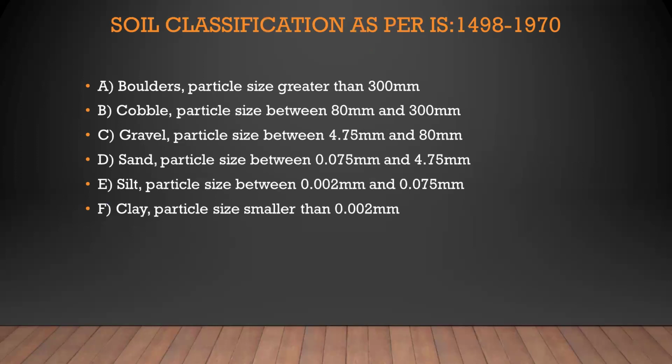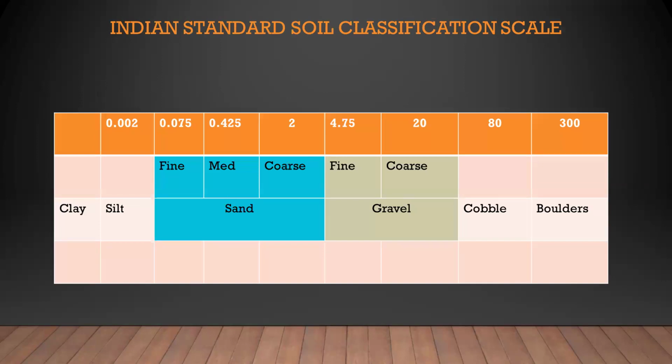Soil classification as per IS Indian Standard Code 1498-1970. Boulders: particle size greater than 300 mm. Cobble: particle size between 80 mm and 300 mm. Gravel: particle size between 4.75 mm and 80 mm. Sand: particle size between 0.075 mm and 4.75 mm. Silt: particle size between 0.002 mm and 0.075 mm. Clay: particle size smaller than 0.002 mm. This is a classification scale of the soil.